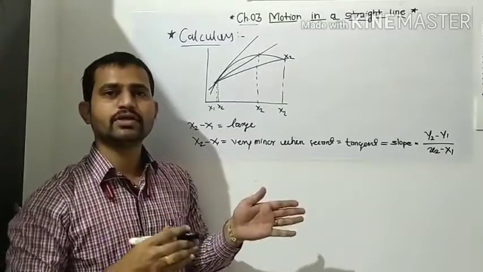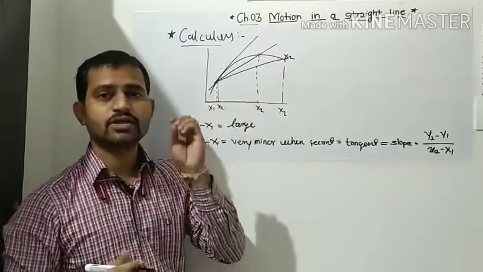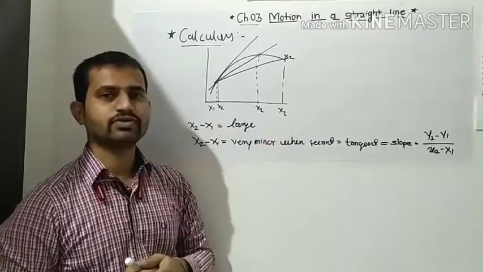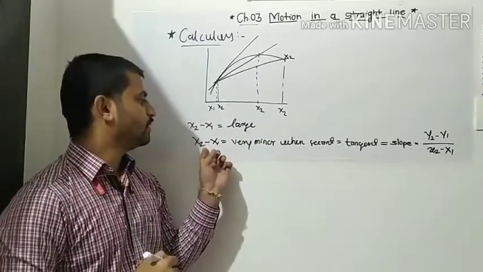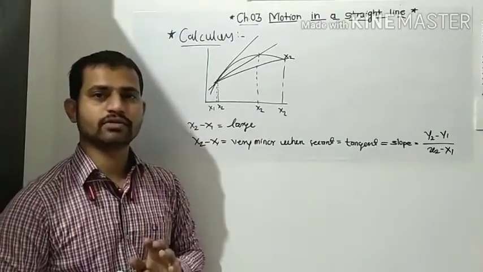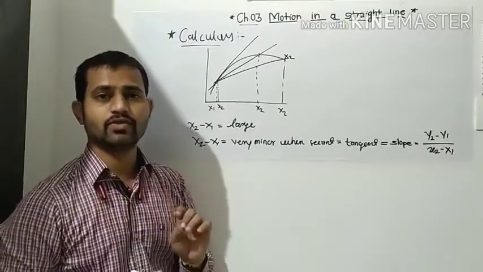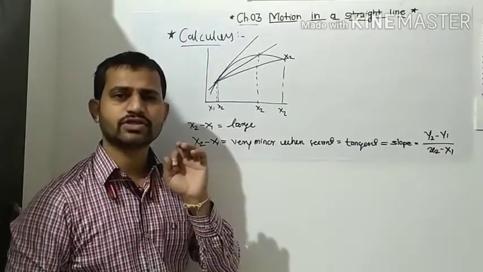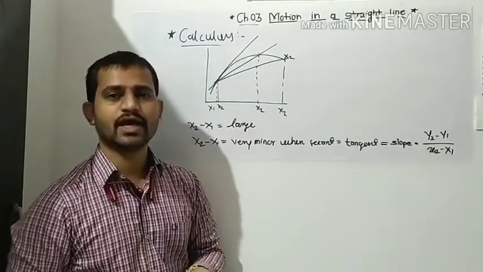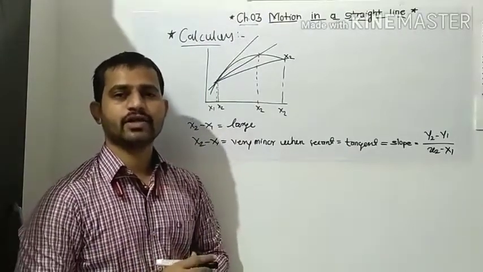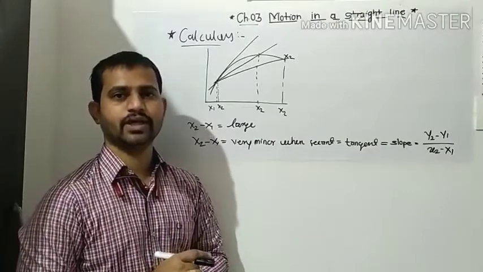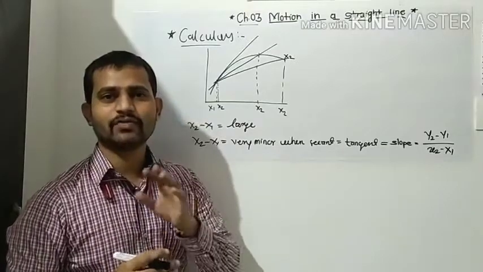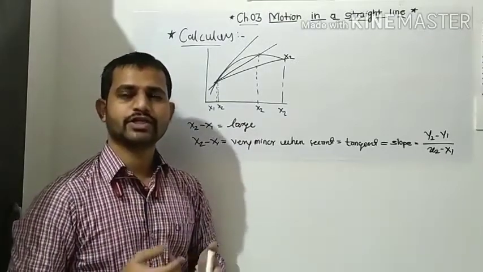So this is possible when the secant is almost the tangent of that curve, that is, when the difference x2 minus x1 is very, very small, almost approaching 0. Then we can differentiate y with respect to x, and we will get the exact value of y with respect to the change in x.